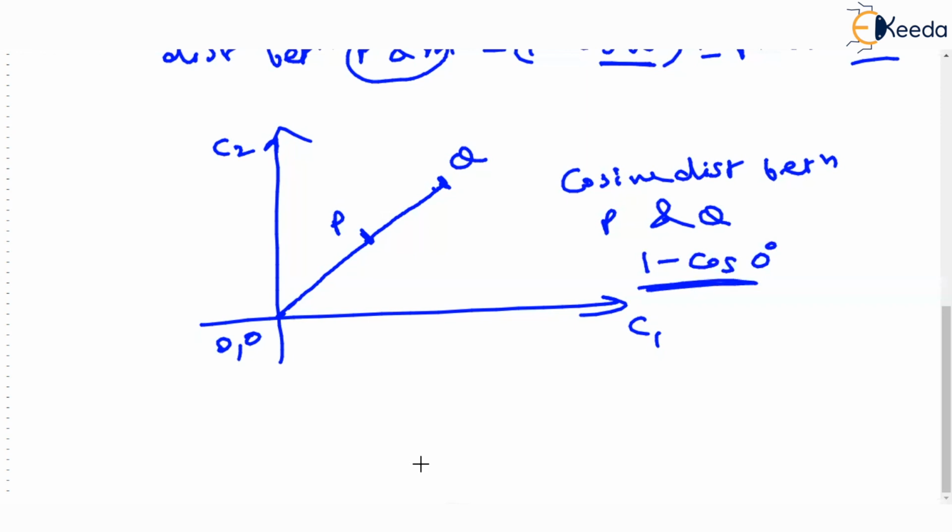Cos 0 is 1. So the distance will be 0 if the points are collinear. So this Q might be lying anywhere, here or here, or maybe this is Q. They're so far, but still, as cos 0 is 1, the distance will always be 0. But this can be easily trapped.